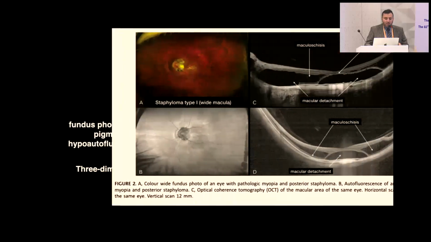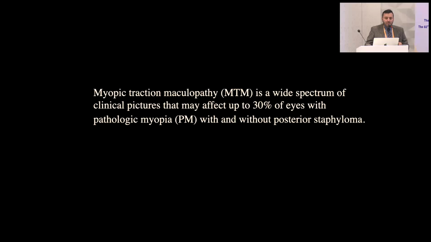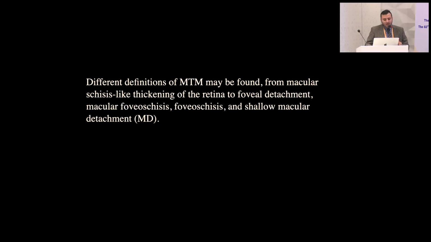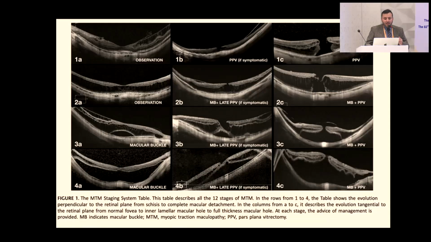And as we're going to see in the next slides, the effect of the posterior staphyloma and the myopic traction maculopathy. The myopic traction maculopathy is a wide spectrum of clinical pictures that may affect up to 30% of eyes with pathological myopia, with and without posterior staphyloma. We have different classifications. We have the old classification: myopic foveoschisis, partial thickness macular hole, full thickness macular hole, retinal detachment, and the recent classification of Barbara Parolini, which is addressing the tangential and the anteroposterior traction elements.